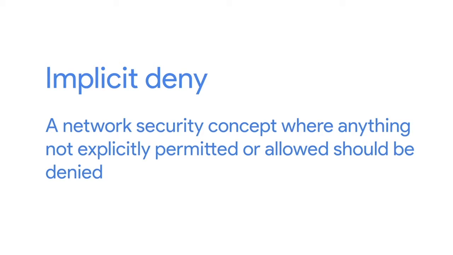Implicit deny is a network security concept where anything not explicitly permitted or allowed should be denied. This is different from blocking all traffic, since an implicit deny configuration will still let traffic pass that you've defined as allowed. You can do this through ACL configurations. This can usually be configured on a firewall, which makes it easier to build secure firewall rules.